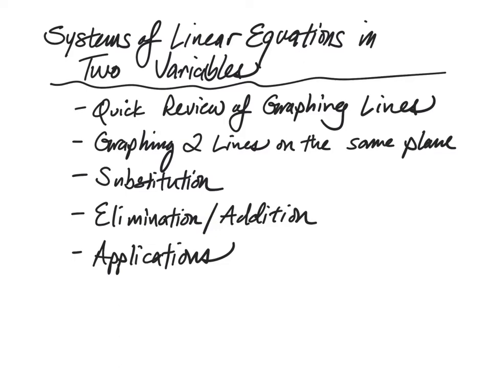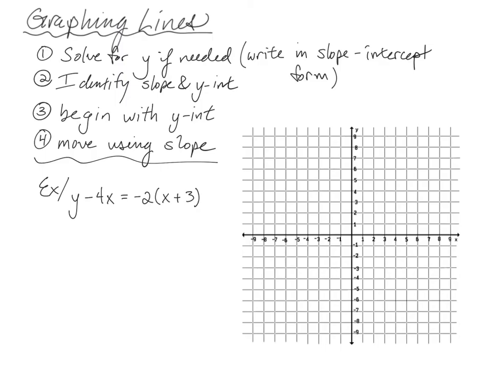Without further ado, graphing lines. The first thing you want to do is solve for y if you need to, and that includes writing the equation in slope-intercept form. You want to identify the slope and y-intercept next. The third step, you want to begin with the y-intercept, and then the fourth step is you move with the slope and connect your dots and draw the line.